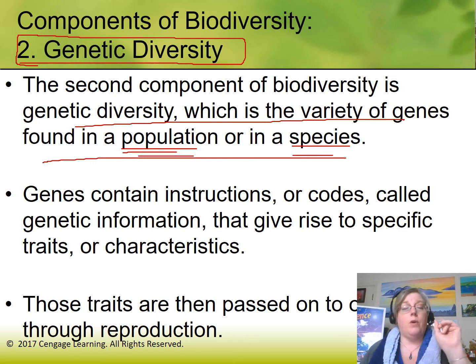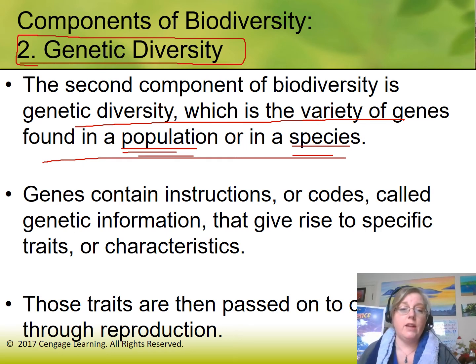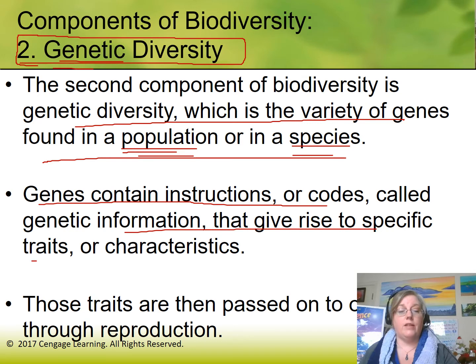In both of them, we're talking about a single type of animal or plant, a single type of organism. A population means that single type of organism living together nearby one another. Species means that single type of organism anywhere on the Earth. But the genetic diversity, what it means is that the genes, of course, contain the instructions or codes and the genetic information to give rise to traits and characteristics. These traits then are going to be passed on down through reproduction.